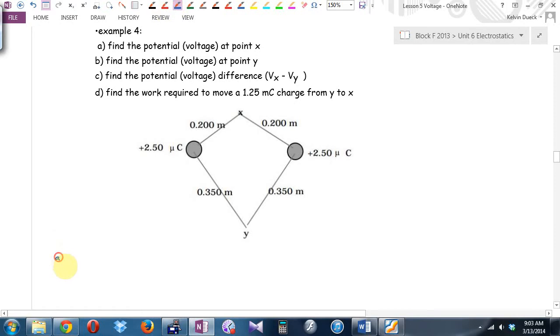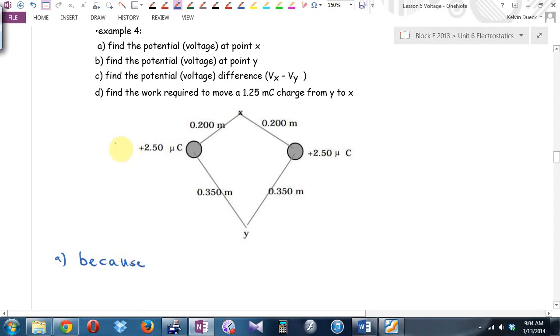A says, find the potential. What's another word for potential? Voltage at location X. There are two charges creating a voltage, the left-hand charge and the right-hand charge. What do you notice about those two charges when I compare them to each other? They're the same. What do you notice about their distances from location X when you compare those distances to each other? They're the same.